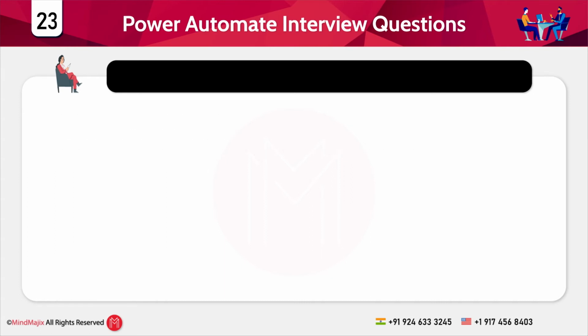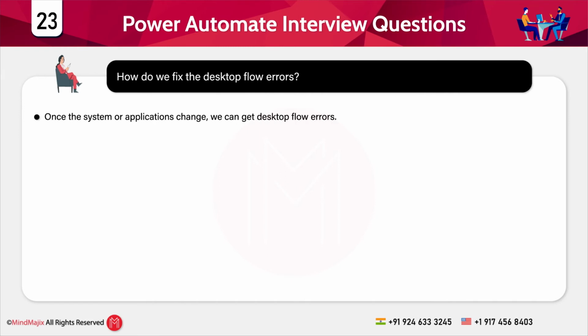The next question is, how do we fix the desktop flow errors? Once the system or applications change, we can get desktop flow errors. It can be fixed by data formatting or fixing up the events properly by using Power Automate. We can use a few steps to fix this problem, such as we need to review the errors in the pane. Apart from this, we need to add the breakpoints into the flow, and we need to run the desktop flow action by action from the particular file once again.